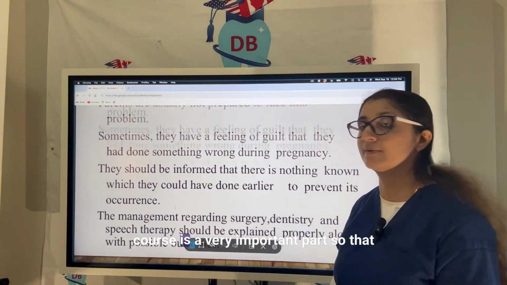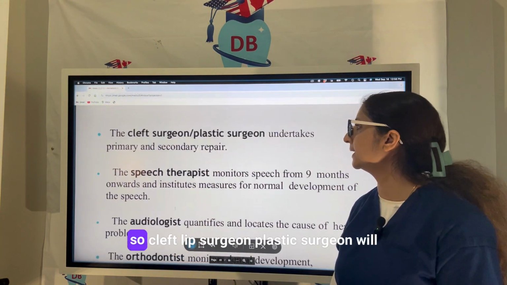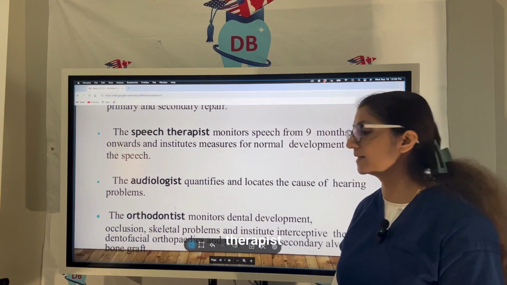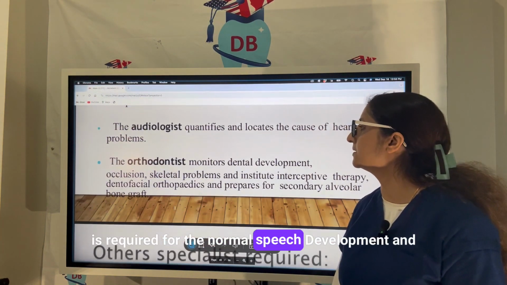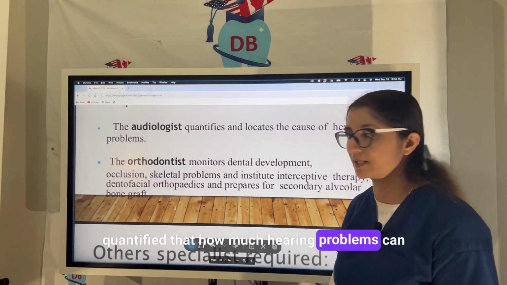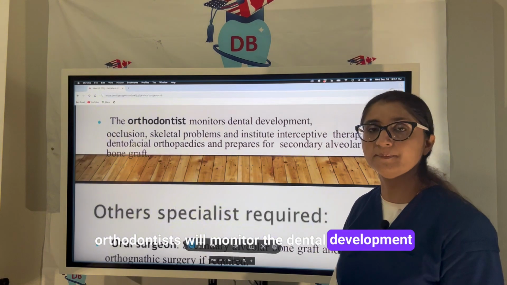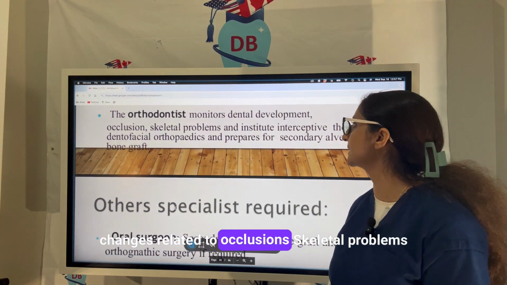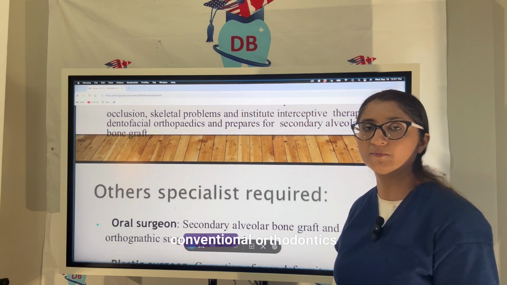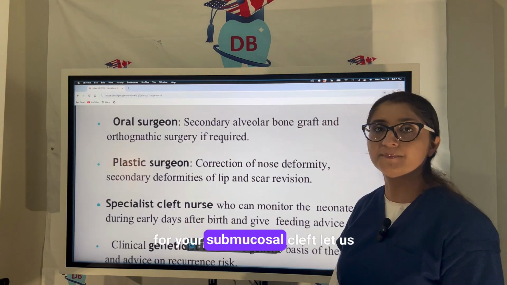Dental counseling, of course, is a very important part so that parents understand the condition of their child. So the cleft lip surgeon, plastic surgeon will undertake the primary and the secondary repair. The speech therapist is required for the normal speech development, and the audiologist quantifies how much hearing problem can occur from the condition of the patient. Orthodontist will monitor the dental development, changes related to occlusion, skeletal problem, and using interceptive or your conventional orthodontics. Oral surgeon for your alveolar bone grafting.